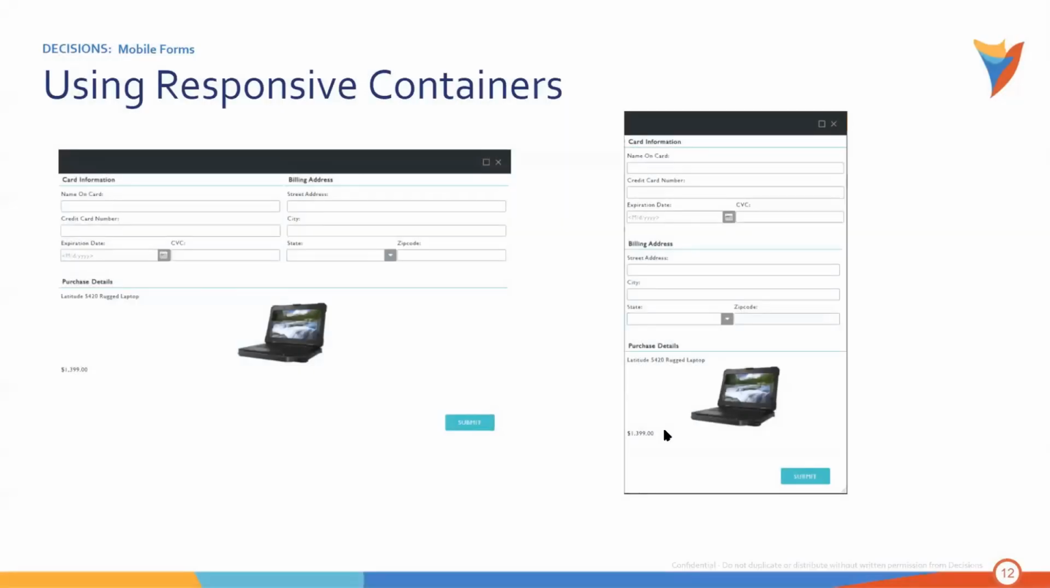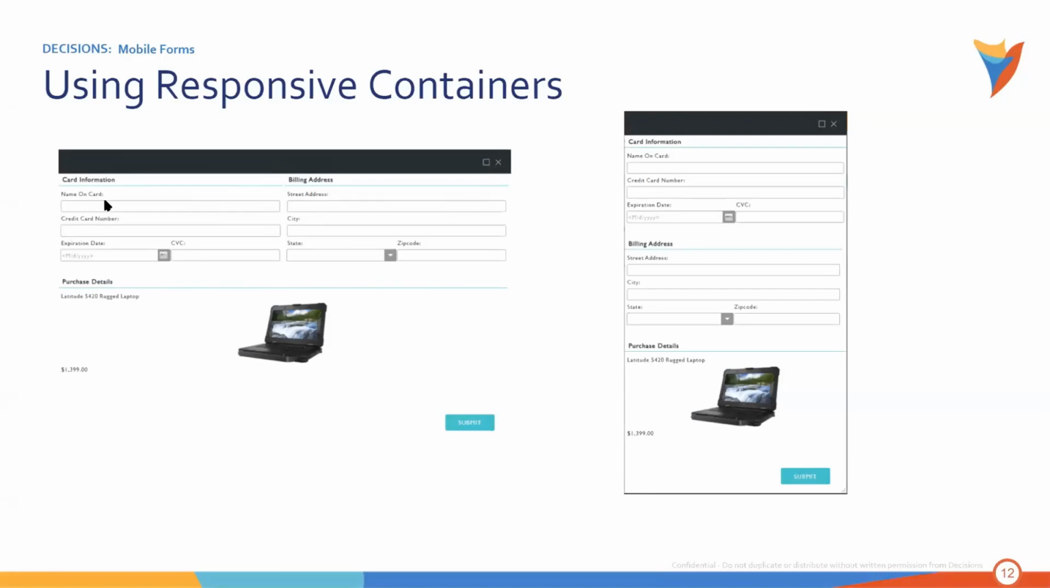With the responsive containers, I just have a slide here that has a screenshot of the same exact form, but being displayed on different devices. So what we mean by shifting components around and having the form displayed differently is, on the left-hand side, this desktop view, I have my card information section, I have my billing address section, and I have my purchase details section.